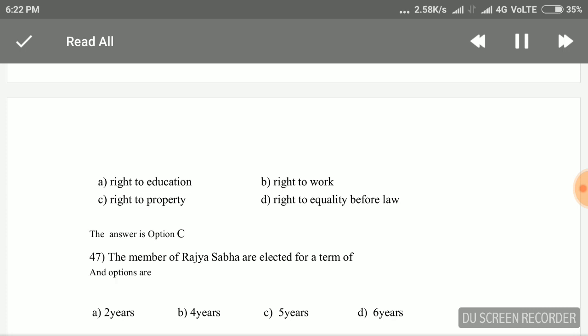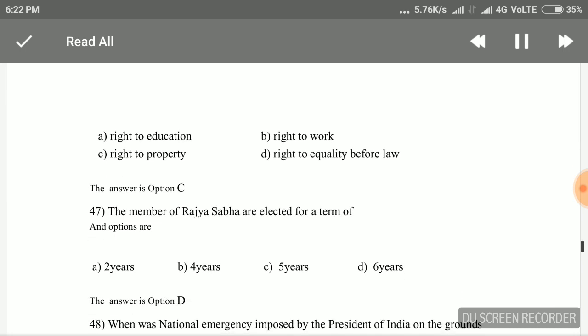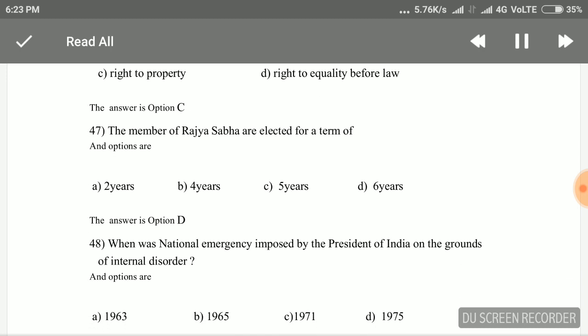47. The members of Rajya Sabha are elected for a term of. Options are A. 2 years. B. 4 years. C. 5 years. D. 6 years. The answer is option D.